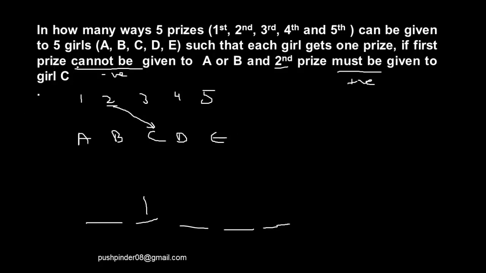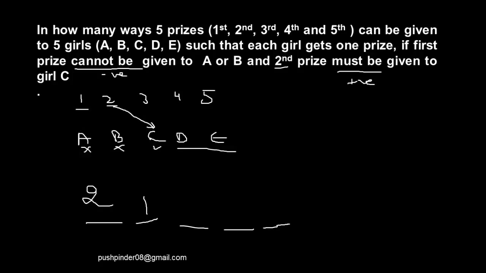Now the first prize cannot be given to girl A or B. How many ways are there to give the first prize? This prize should not be given to girl A, it should not be given to girl B, and the second prize has been given to girl C. So that means for the first prize there are only 2 options left. I hope everyone is understanding. We cannot give the first prize to A or B.